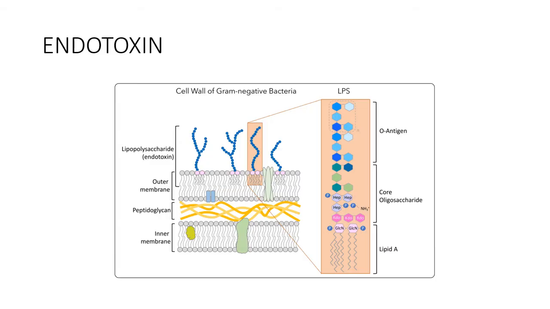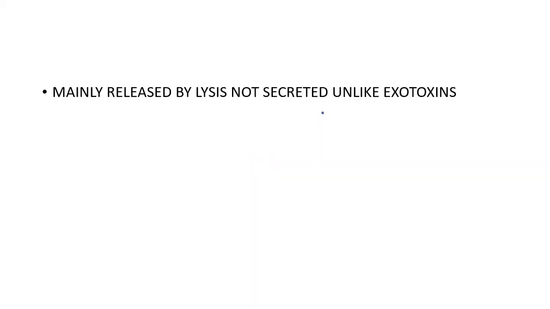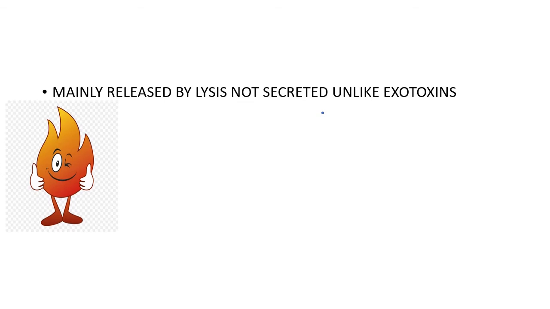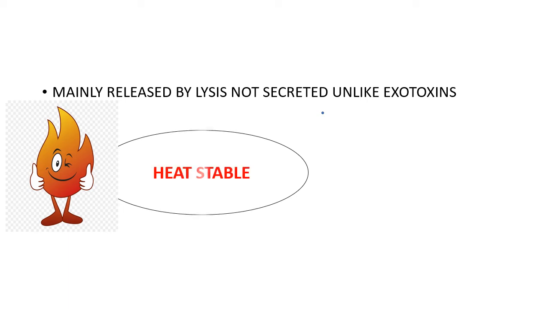So you can see the structure of endotoxins here. So you have the antigen, the core oligosaccharide, and the lipid A. And lipid A is responsible for the majority of the effect of the endotoxin. This is mainly released by lysis, and unlike the exotoxin, it is not secreted. And remember, all endotoxins are heat stable.